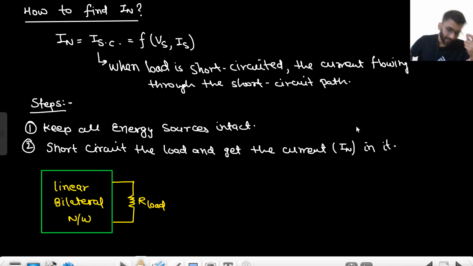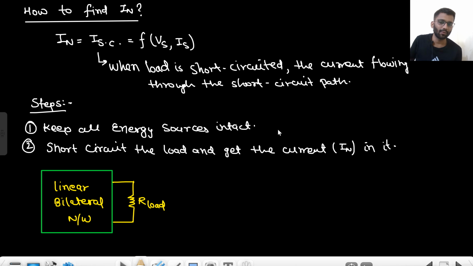So while calculating the short circuit current or Norton current, you would do nothing with the energy sources. You will keep all the energy sources intact. Voltage source will remain there, current source will remain there. No matter whether it is dependent or independent, you will do nothing with the voltage source and current source. The same thing we did for the Thevenin voltage as well, right? When we were finding the Thevenin voltage, we were doing nothing with the voltage source and the current source. Similarly, if you are finding Norton current, you will do nothing with them in the circuit.